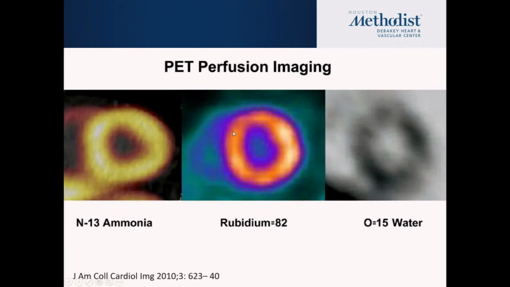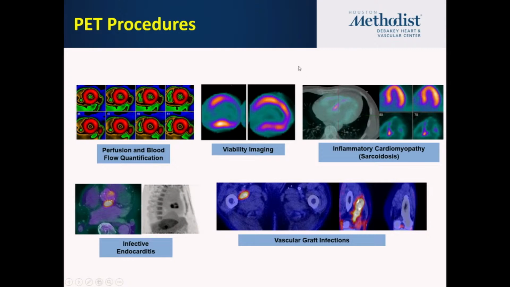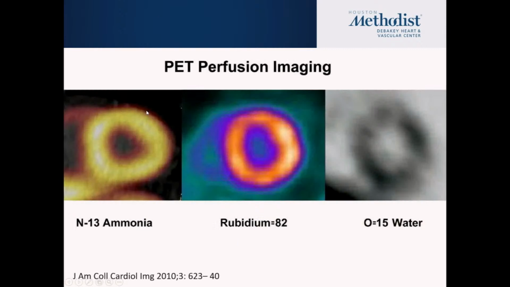Now we're going to move on to what we do with these radiopharmaceuticals. So we can do multiple things with PET. Today I'm going to mainly focus on perfusion imaging. Throughout the year we will have dedicated lectures to talk about viability imaging, inflammatory cardiomyopathy imaging, and infections and endocarditis. So these topics I'm not going to cover today because they will be covered in more detail in the future. Today I'm going to primarily focus on perfusion imaging. And with perfusion imaging, you can do it with ammonia, you can do it with rubidium, and you can do it with O15 water.